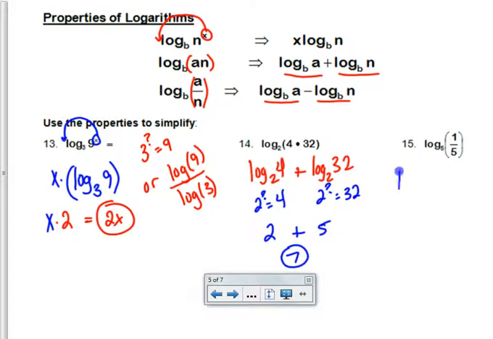And then the quotient property, log base 5 of 1 minus log base 5 of 5. So 5 to what power gives me a 1? That has to be a 0. 5 to what power gives me a 5? That has to be a 1. So the answer to that question is negative 1.